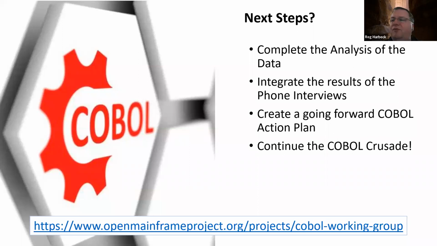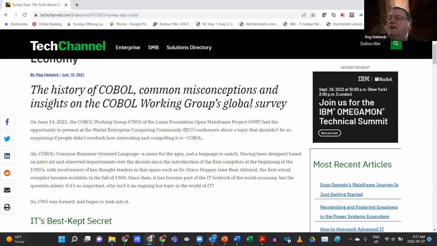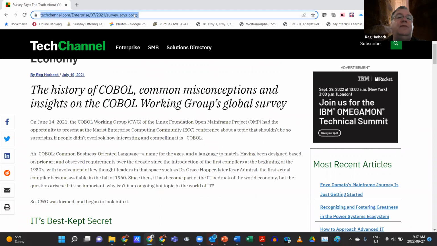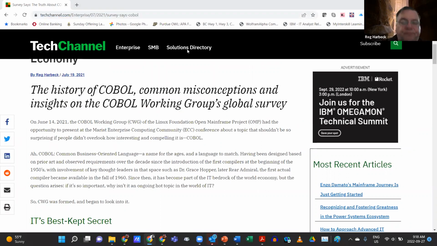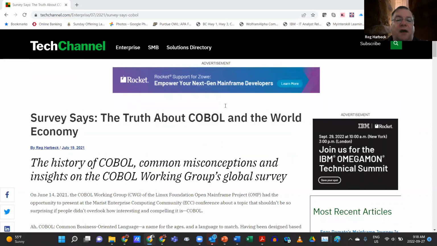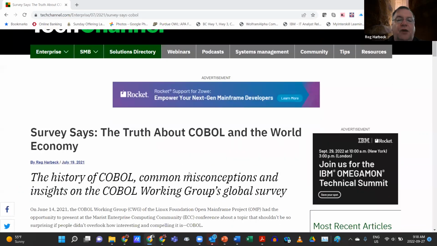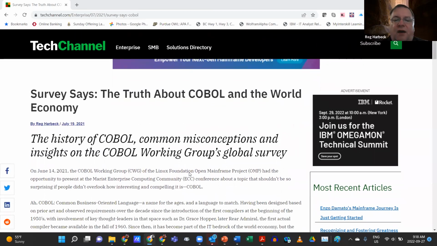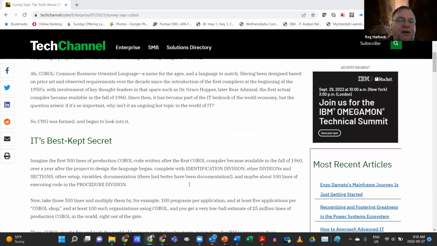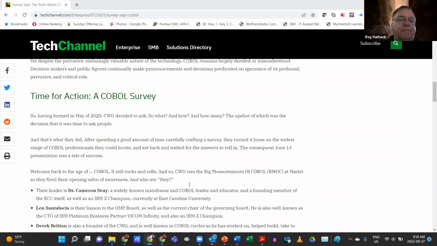There is some geographical disparity in usage of COBOL. And so what I'm going to do now is flip over to an article that is based on the findings here. And let me paste the URL of this article into our chat for our presentation here, so that it can be shared with everybody. So basically, I was given the opportunity to write about our survey and the history of COBOL and that sort of thing. So I put this article together to talk about that.